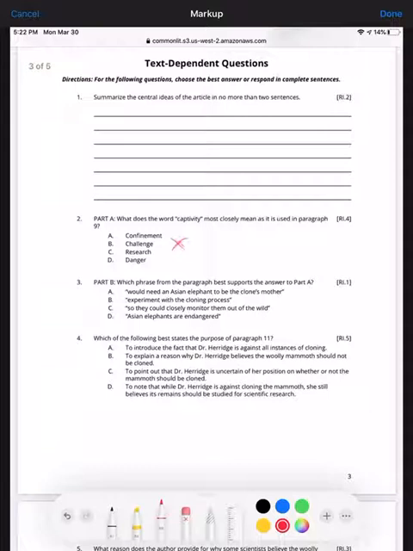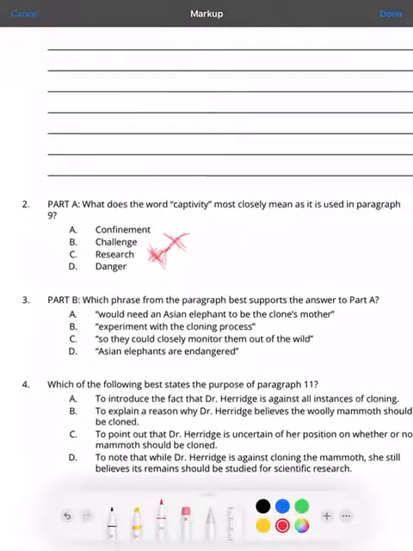Number 3, research. Captivity research, negative. So I'm going to also mark that one out with an X. Okay, my X's don't look that nice. I'm still learning how to use the markup tool effectively. And then danger. Hey, I can zoom in. That's nice. Danger, I'm going to say no, just because I know that captivity doesn't mean danger.